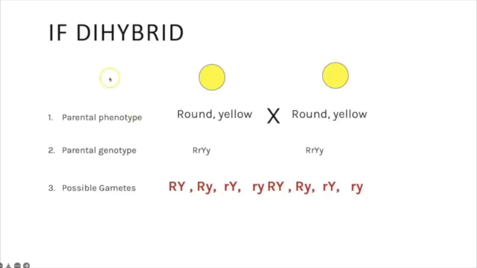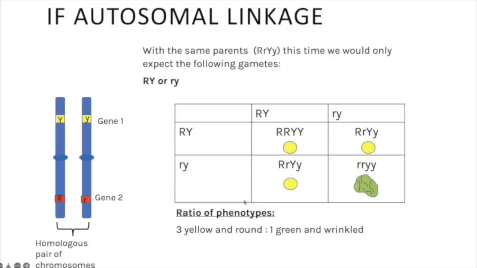So if we go back to the dihybrid example where we said we have 2 parents that are both heterozygous, we said these were all the possible gametes that could be made. But if there was autosomal linkage, even though we have 2 heterozygous parents, because the R and Y gene are linked on the same chromosome, and we can see we have the 2 dominants and the 2 recessive alleles on individual chromosomes, that actually means the only possible gamete would be one that has the dominant R and Y and one that has the recessive R and Y.